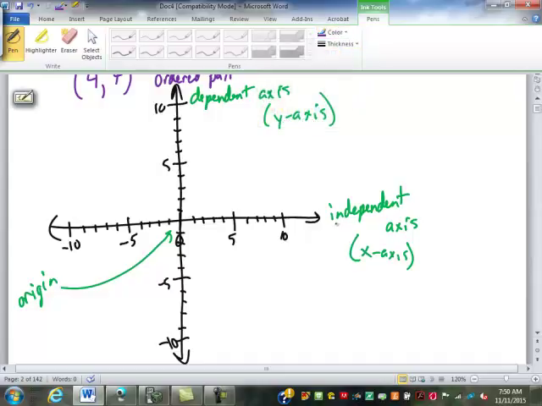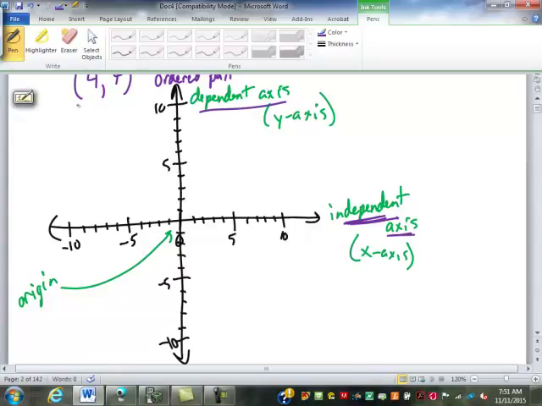Often called independent and dependent because the independent value usually can take on any value it wants to. And in most relationships, once we have that value, this one is completely determined by whatever this x value is and whatever the rule is. So it depends on the other value. That's why it's called dependent.